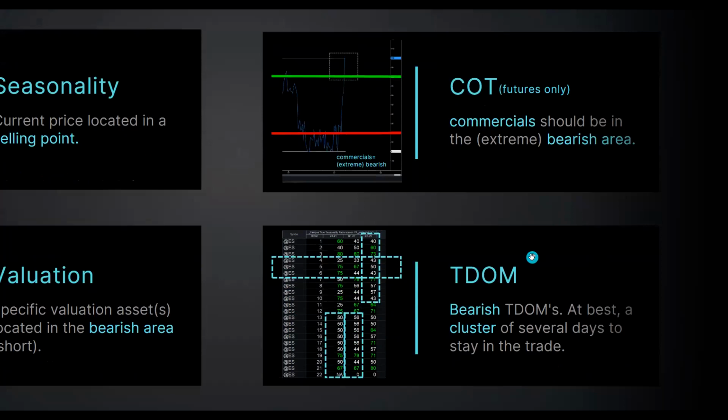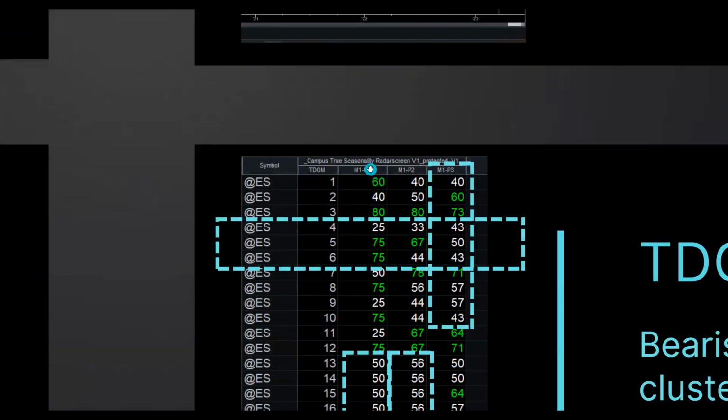Let's check the trading day of the month, our last indicator here. Of course, guys, we need bearish trading days, at best a cluster of several days to stay in the trade. That means we need weakness. If we check this area around our shooting star, it's the 4th to the 6th trading day. You see on 5, 10, and 15 years, we have one bearish day, but then on 5 years bullish, one day on 10 years bullish, 50% on the 15. Maybe this is not the best buying point.